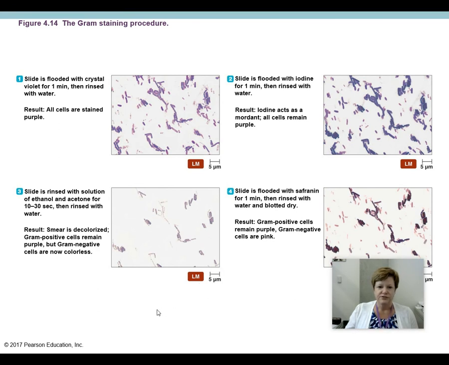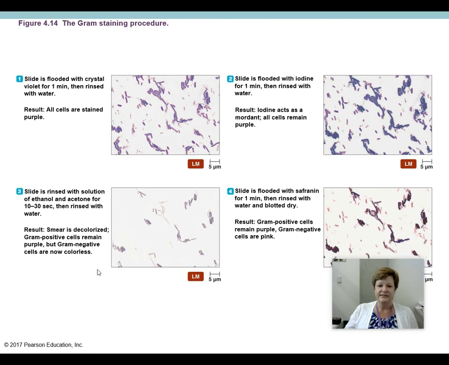And this picture just shows, you don't have to know the entire process for lecture, but for lab you will, so probably makes sense to go through it. You heat fix, you smear your specimen on a slide, air dry and heat fix. Then you put the crystal violet on, rinse with water, do some iodine, rinse with water. Then you rinse with an ethanol acetone solution pretty quickly.